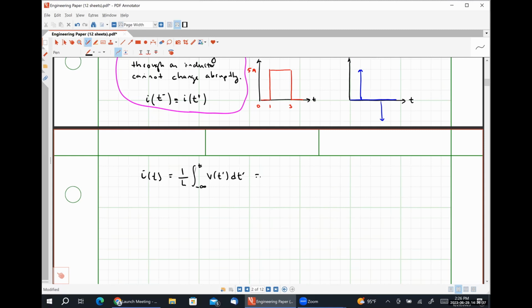So instead, we could also write this relationship as 1 over L times the integral from t naught to t, where t naught just represents some point in time where the inductor current is a known quantity. We're going to have v of t prime, dt prime, and now we're going to add a term I_L at t naught here. So this is our second relationship. Put a box around this.